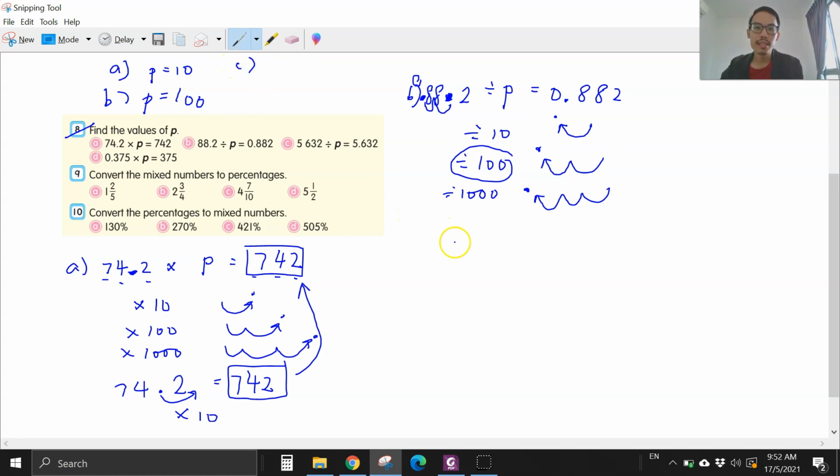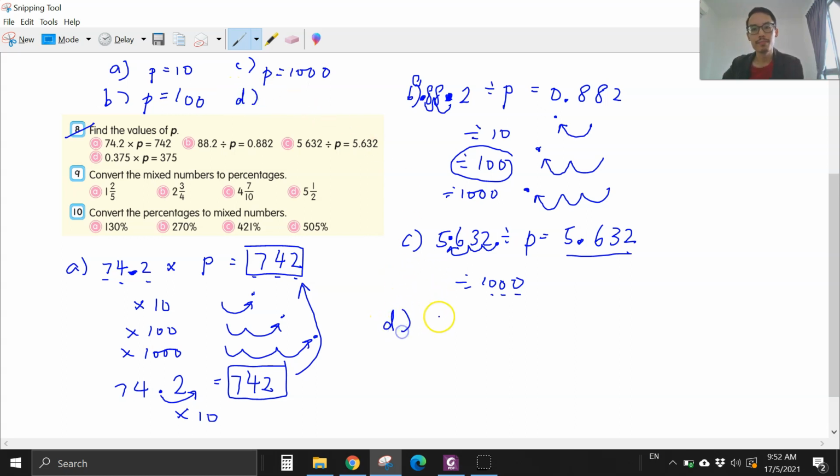Now let's look at C. 5,632 divided by P equals 5.632. Now same thing for divide, you move the decimal point to the left. So how many times do you have to move? From outside here, 1, 2, 3. Then it becomes the same. So you have to move 3 times, that means you divide 1000, because 3 zeros means 3 times. So P equals 1000.